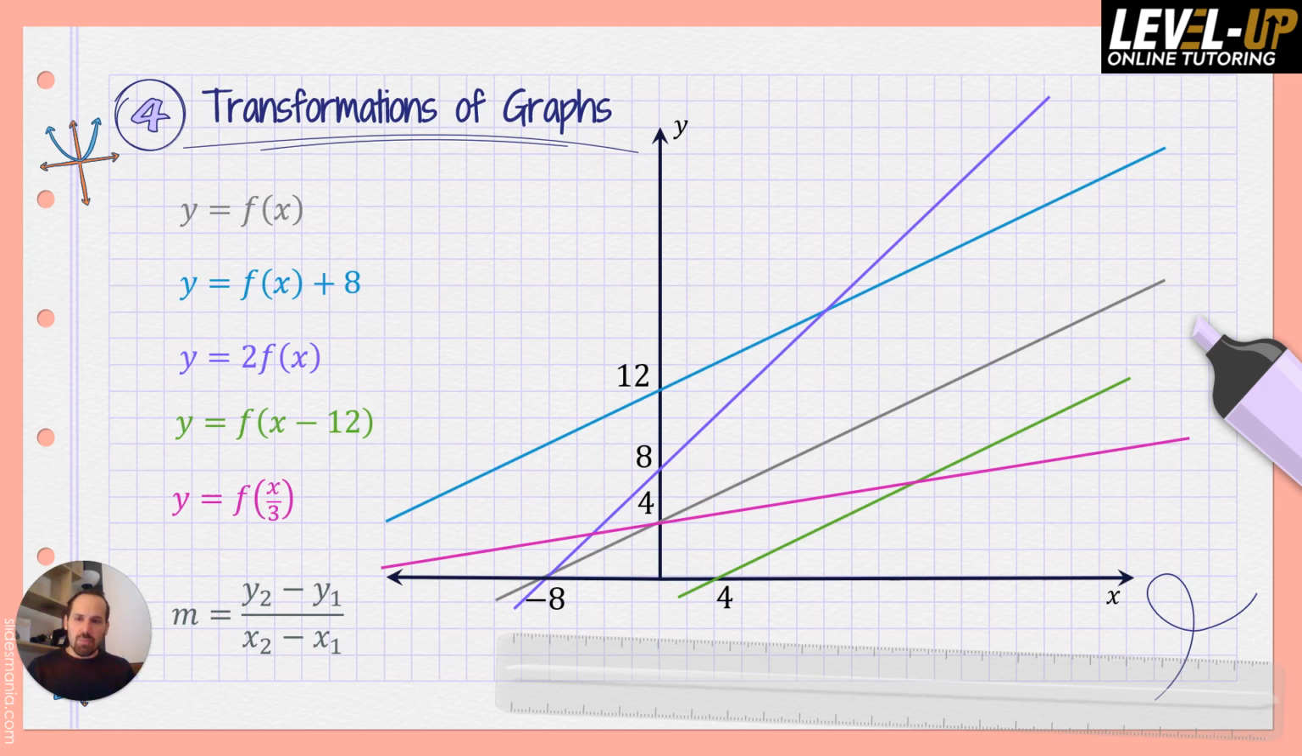But yeah, just remember when you're acting on the input, it's counterintuitive. It does the opposite. So subtracting 12 actually shifts positive 12. Dividing by 3 actually scales the x values by positive 3. And that's what I find people tend to find tricky. So hopefully that makes sense why that is. If it doesn't, then at least you understand what to do in these cases.